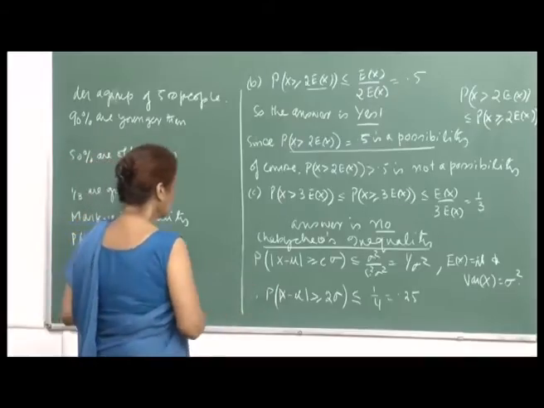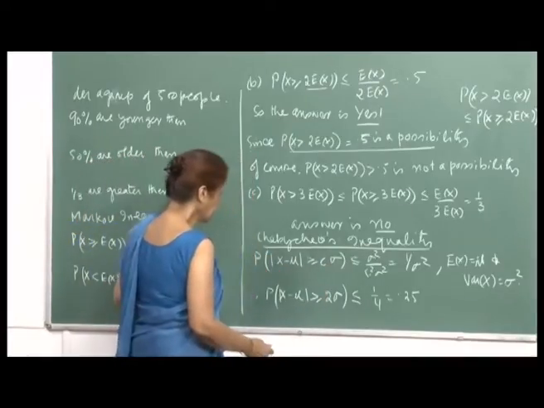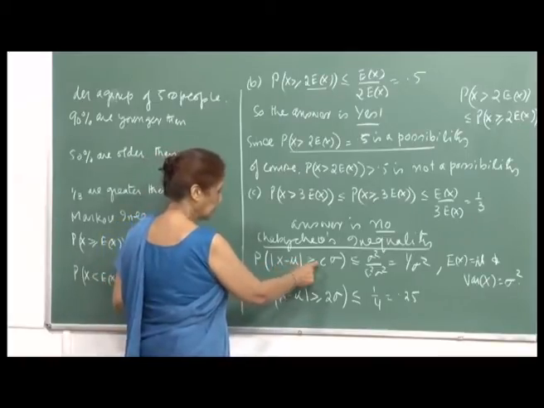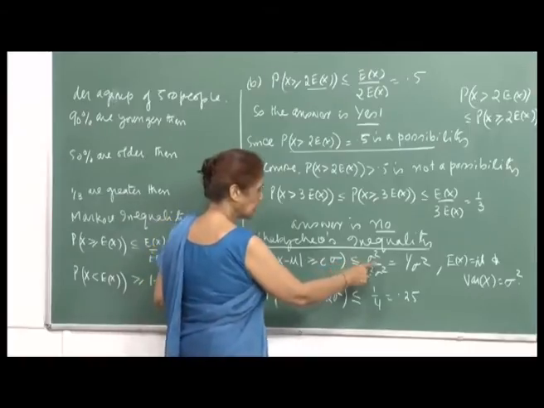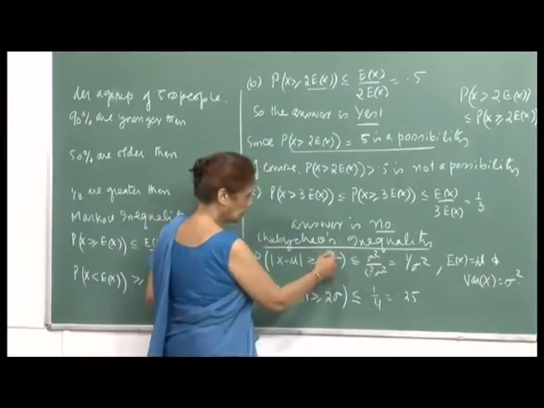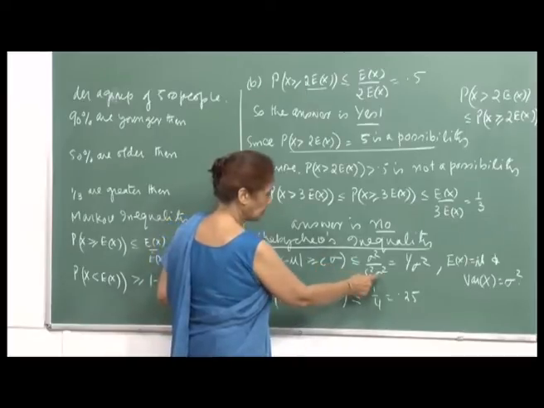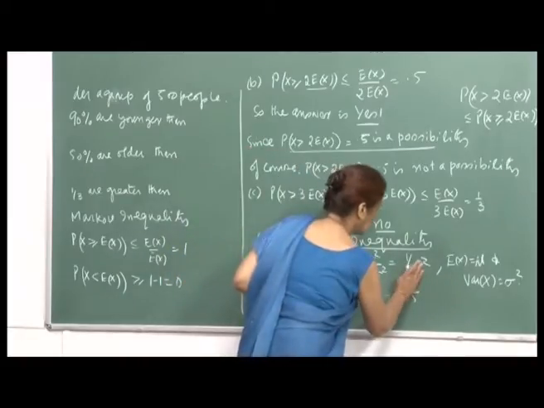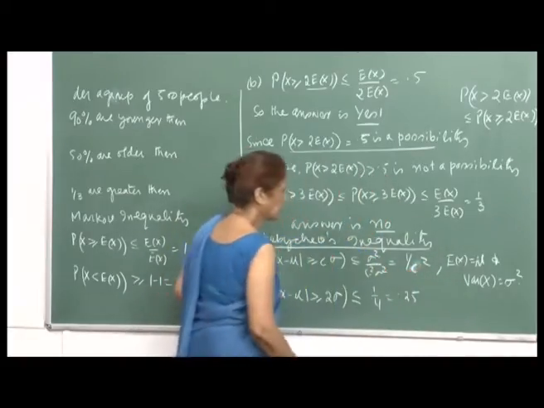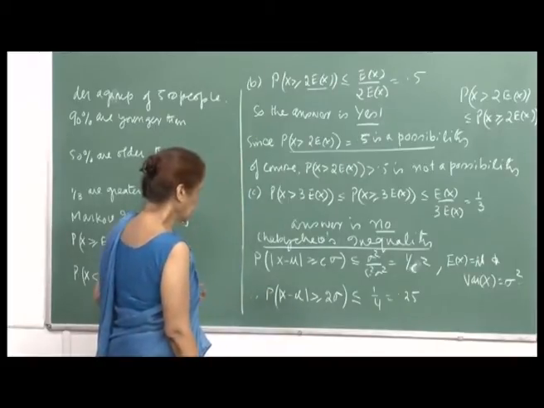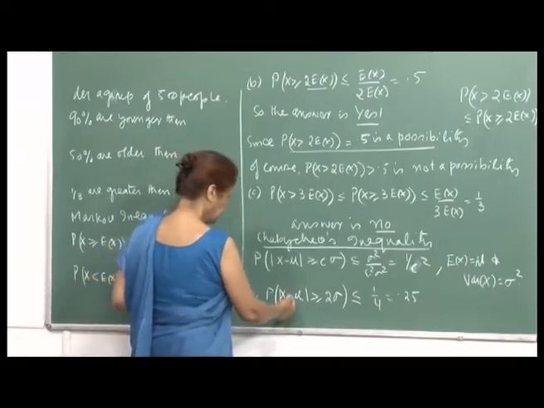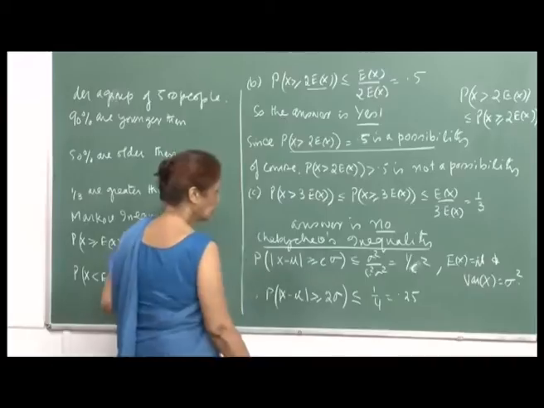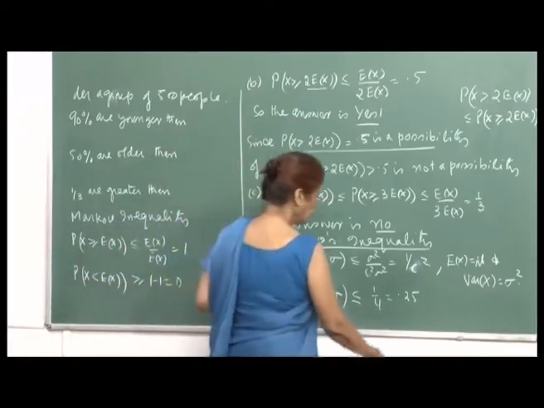Now, similarly, let us look at Chebyshev's inequality, which says that the probability that the absolute value of x minus mu is greater than or equal to c times sigma is less than or equal to sigma square divided by the square of this, which is c square sigma square. So, this is equal to 1 by c square. And so, if you consider the event that the absolute value of x minus mu is greater than or equal to twice sigma, then this will be less than or equal to 1/4, which is 0.25.